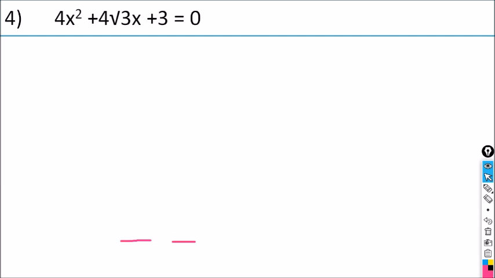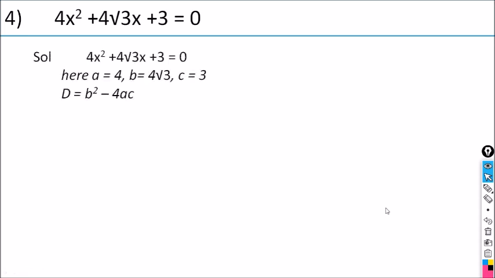Let us discuss another problem. Here we have 4x square plus 4 root 3x plus 3 is equal to 0. So this question will be done on the same line. We just find the values of a, b and c, and find the value of D, which is (4 root 3) square minus 4 into 4 into 3, that is 48 minus 48, and the value of D is equal to 0. As the value of D is equal to 0, real roots are possible.